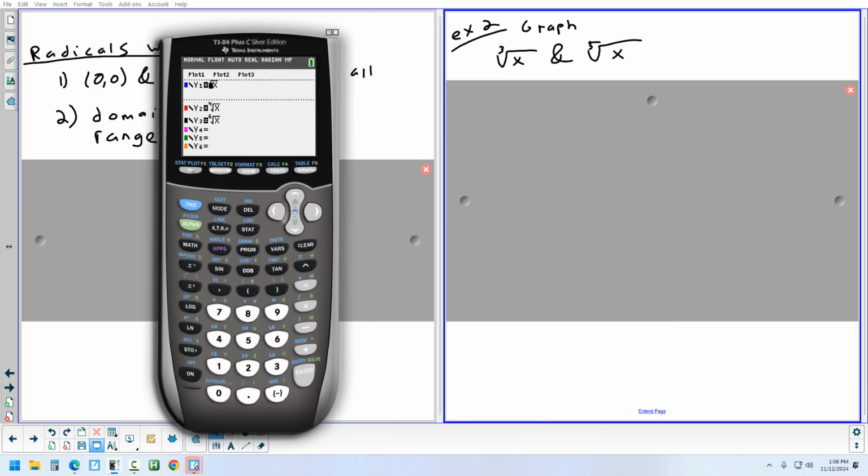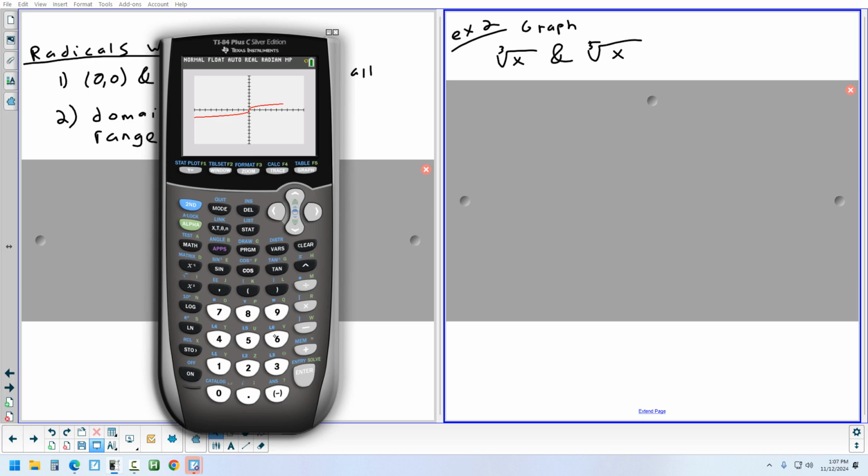Okay, so I'm just going to graph 2 of them. If you already have it typed in, you can just highlight the index and change it. You don't have to go through and type it in from scratch. Okay, so these are odd roots. I'm going to start with zoom 6, and hopefully you'll notice a big difference right away.